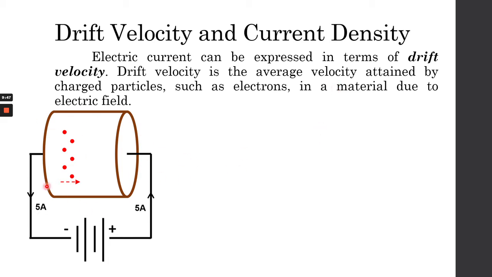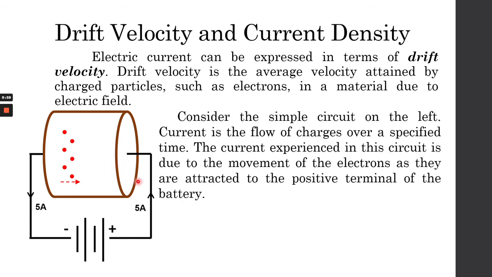So first, let's consider this simple circuit that we have here. This simple circuit has a current of 5 amperes moving from the positive to the negative. And we know in this circuit that the electrons, so these red dots right here, let's consider those as electrons, are being attracted because of the battery, and they are moving from left to right. They are being attracted to the positive terminal of your source or your battery.